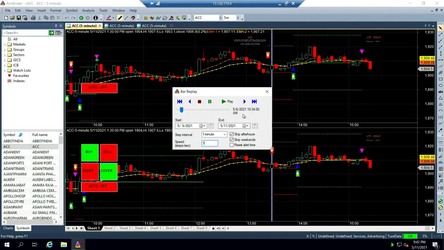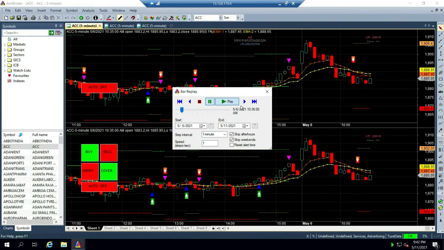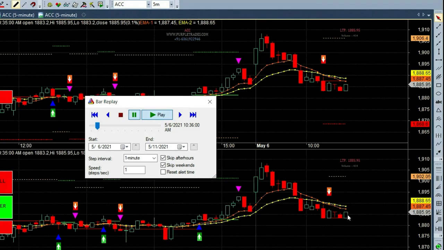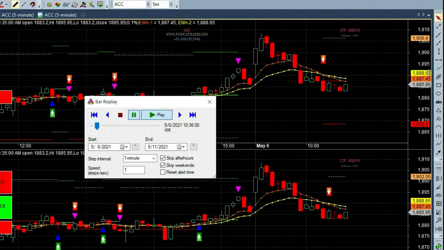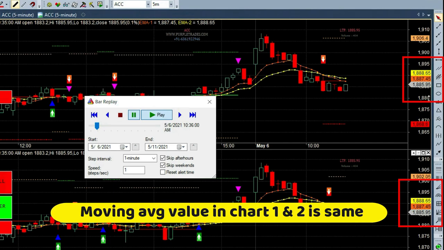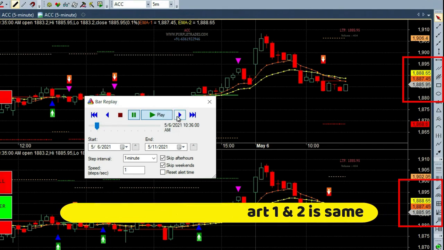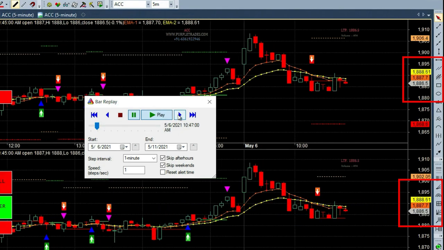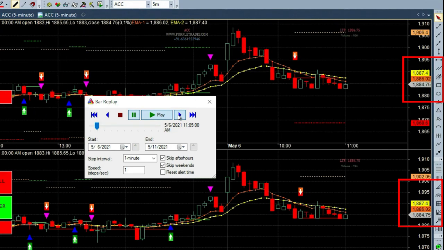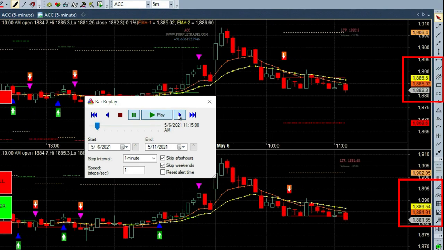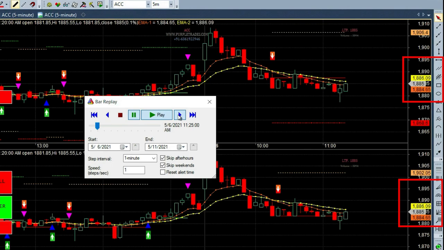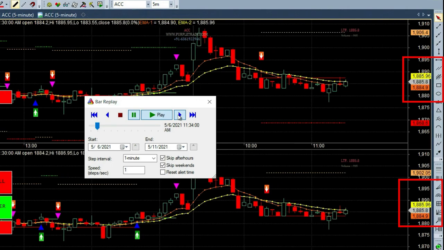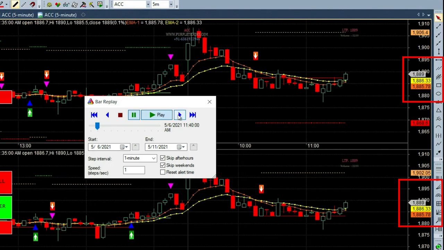If I slow down the speed and if I play and stop it and go step by step, look at the moving average values: 1888.65, 1887.45, below also it is 1888.65, 1887.45, and the prices are also the same. So as we go ahead, everything remains the same. The moving average values, the price, everything remains the same in both the upper and below chart. The only thing is we are shifting the entry to the next candle after our confirmation.